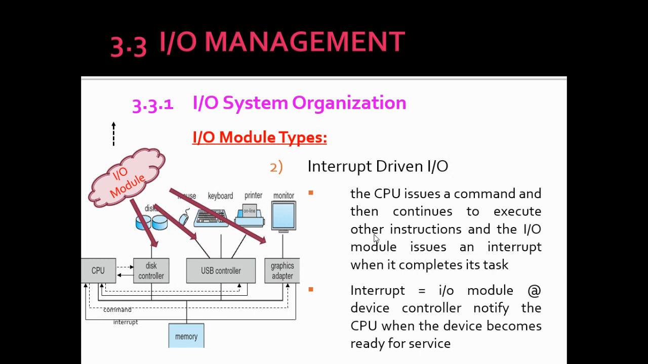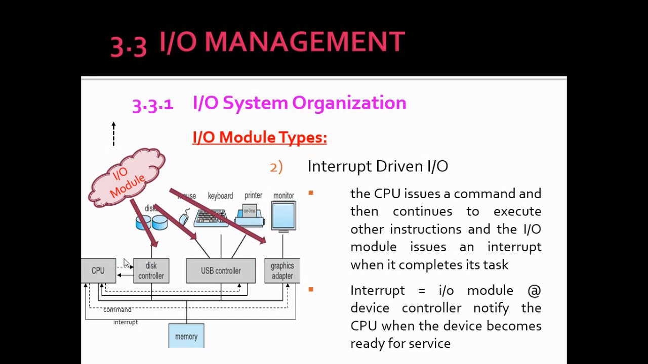Interrupt means the input output module or device controller notifies the CPU when the service becomes ready, meaning once the printer is done, it interrupts back the CPU. That's why you see there's an arrow between USB and the control, and the arrow goes back, meaning you have done the printing and the device itself sends an interrupt back saying that yes, I have done the required process.